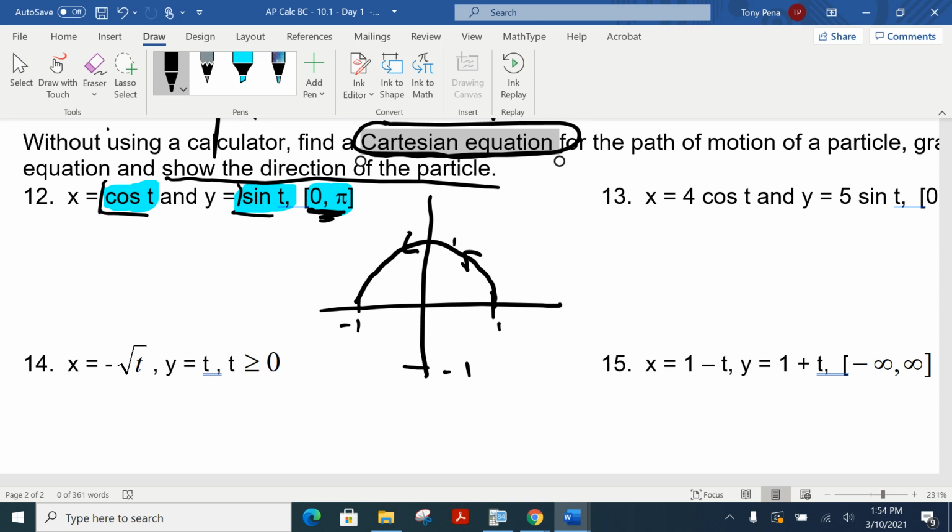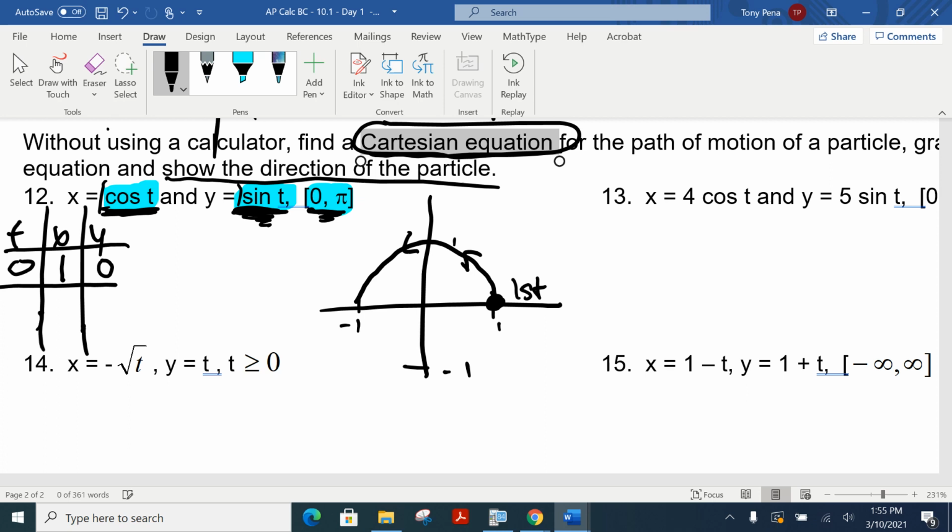But as these get harder, here's how we really want to approach these. It's basically like a little XY chart, but we're going to be doing it with a TXY chart. And it's similar to what we did in number 11 a second ago. Take this initial time of 0 and plug it in, and then find your x position and your y position at that time. So if this is my x position, cosine of 0 would have been 1, and then the sine of 0 would have been 0. So that's how we get the initial point. That's how we would know that this is our first point when we start talking about our direction.